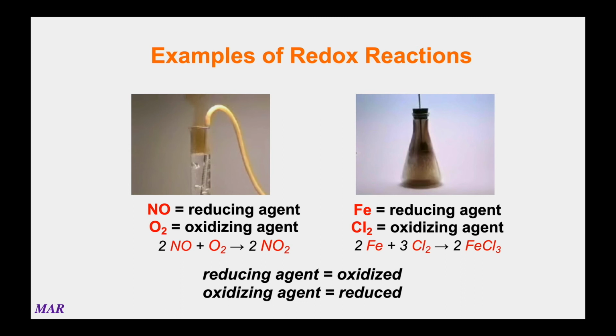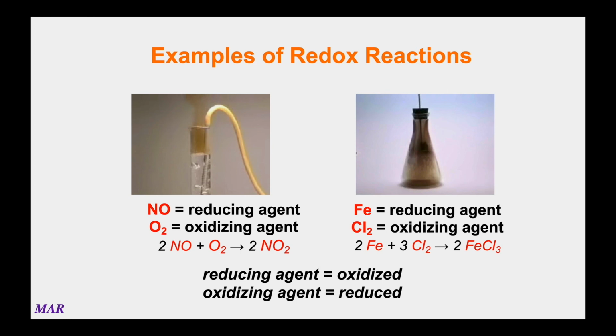Reducing agent means oxidized, oxidizing agent means reduced, and you can figure it out. Metals usually like to be oxidized around nonmetals. That's not all the time the case, but more often than not. So you can see, especially on the right side, that the iron is the reducing agent, i.e. it's being oxidized, it's losing its electrons, and vice versa, then chlorine likes to be reduced, which means it's the oxidizing agent. So it's kind of cool.